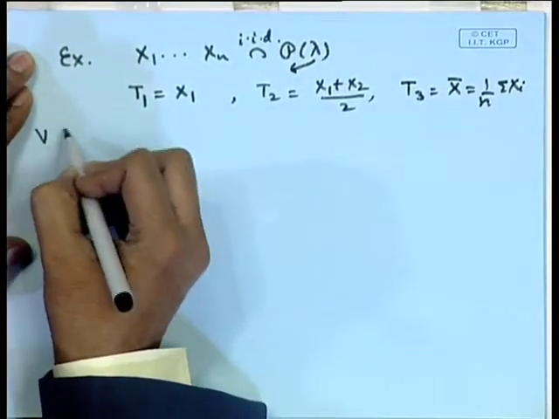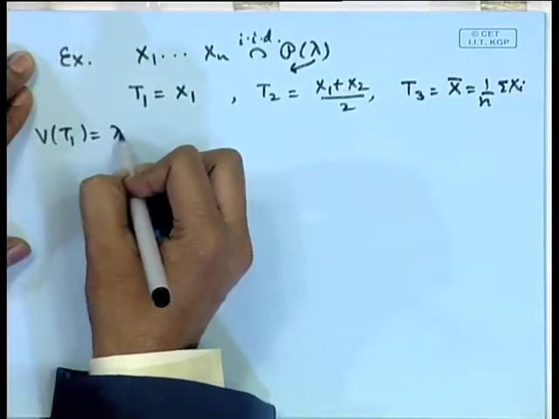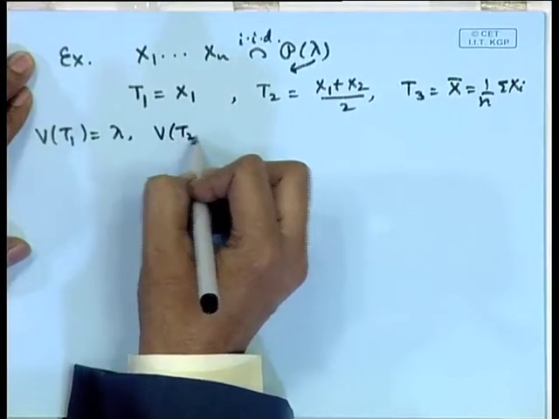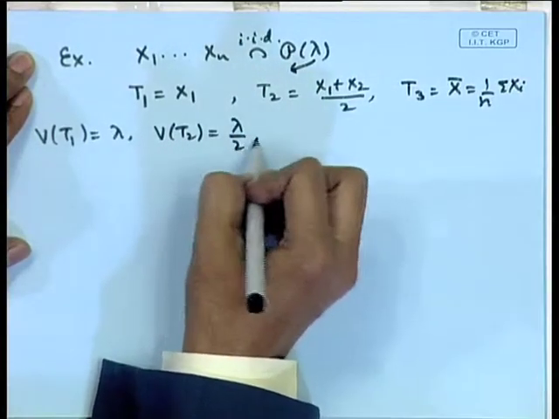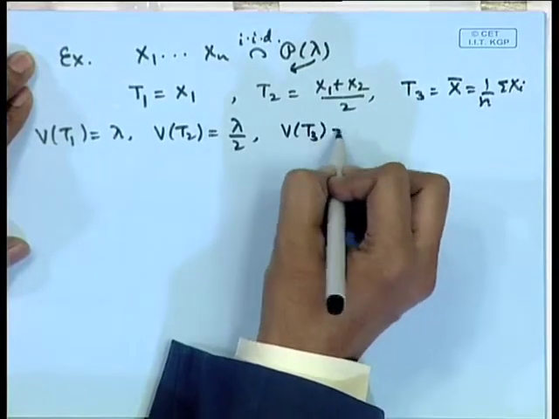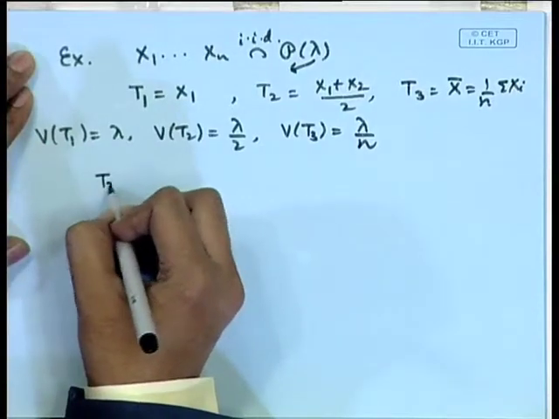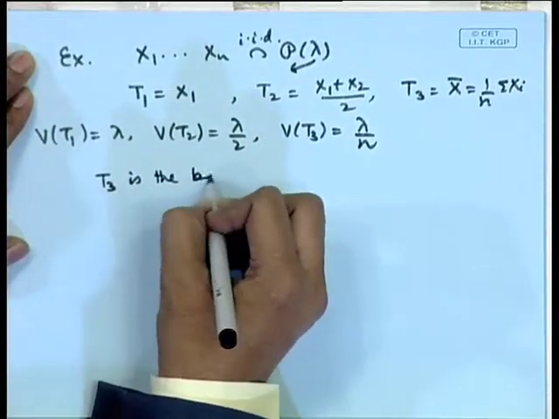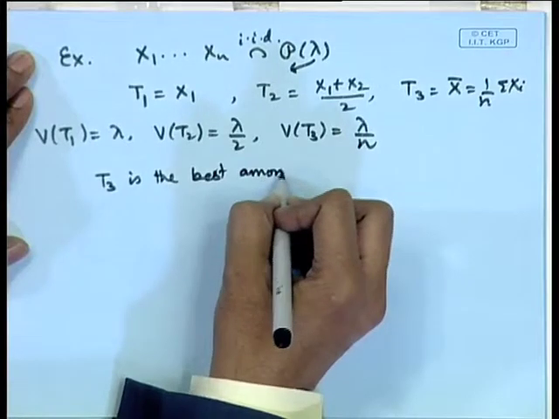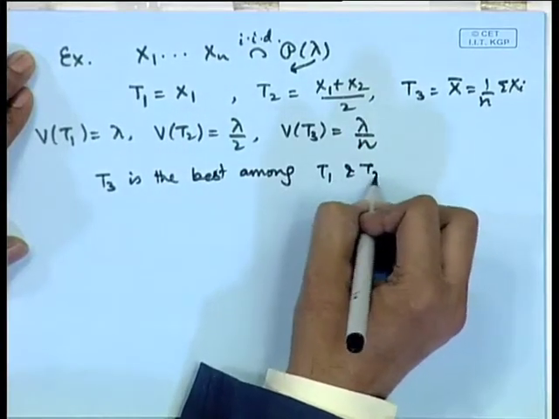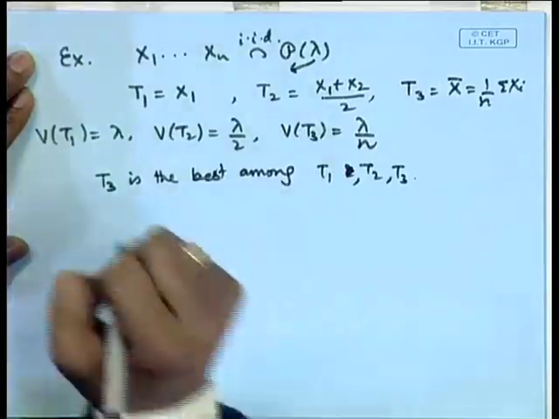Now, let us look at the variance of T1, that is lambda. The variance of T2 is lambda by 2. The variance of T3 is lambda by n. So, clearly here T3 is the best among T1, T2 and T3. So, this gives a procedure for checking which estimators are better.